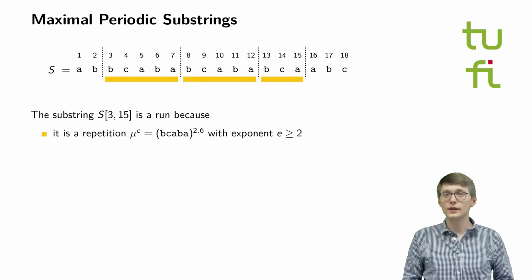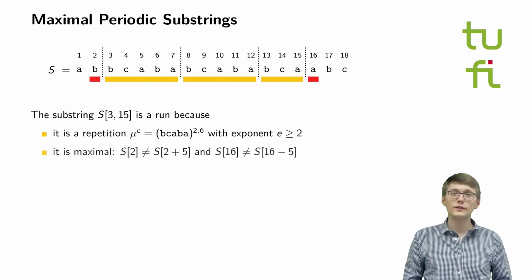The second property is that the run is maximal. It cannot be extended either to the left or the right. If you compare the symbols at positions 2 and 7, you find different symbols. So extending the run to the left would break the period 5. In the same way, we have different symbols at positions 11 and 16, so extending the run to the right also breaks the periodicity.